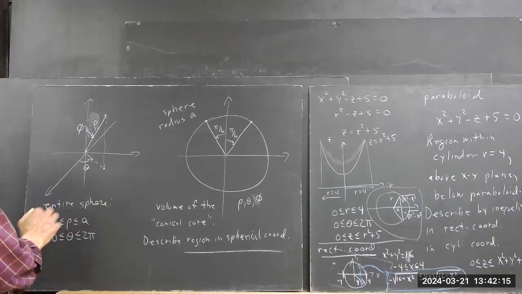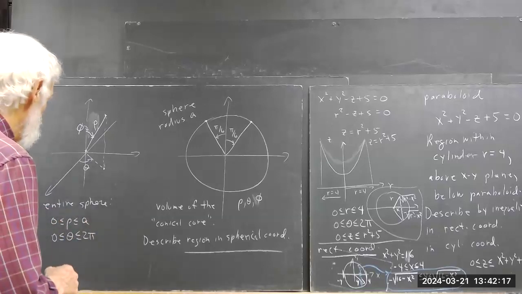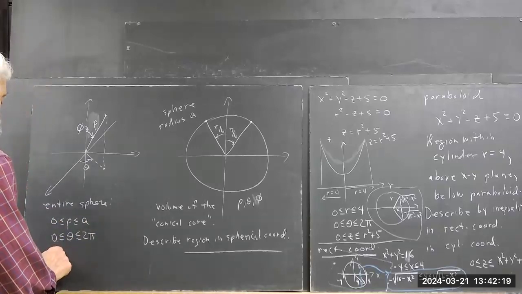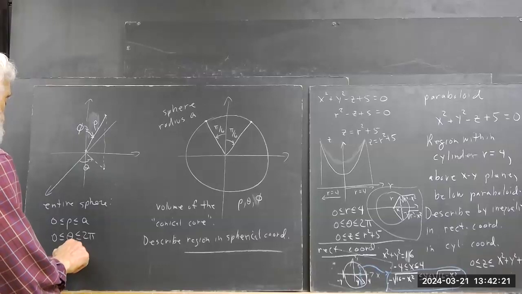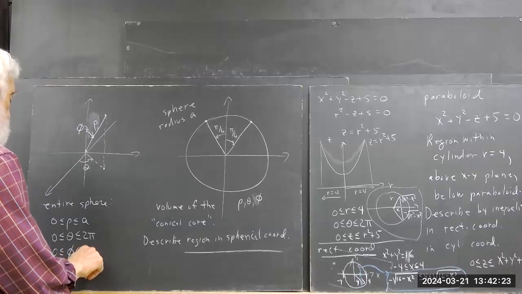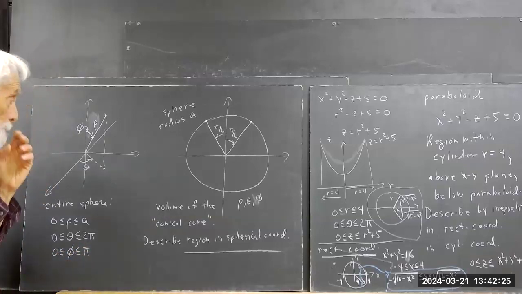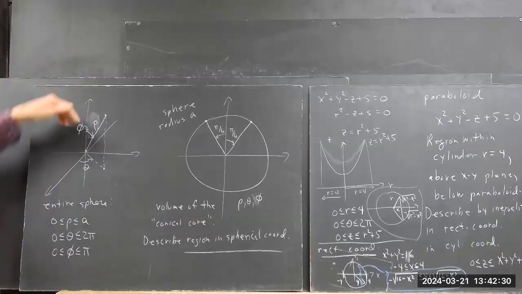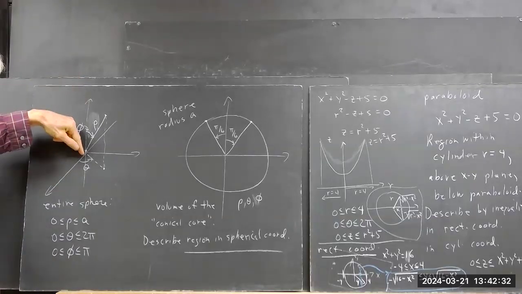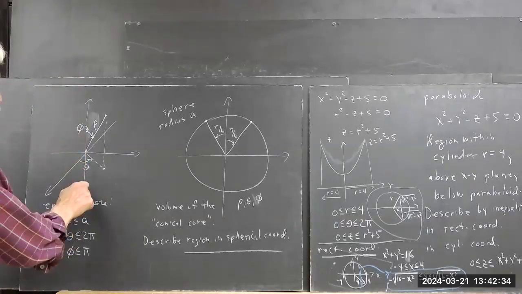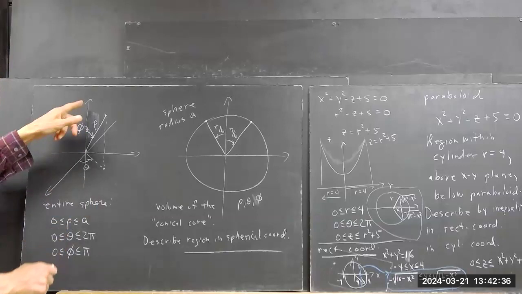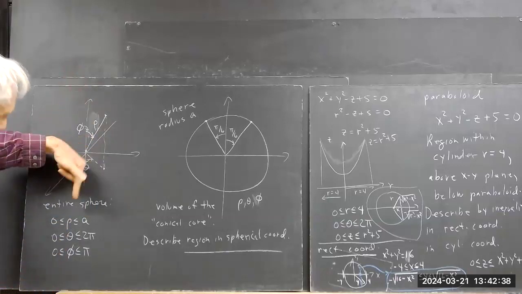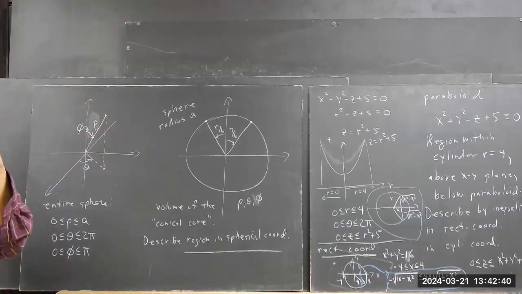Now, theta goes from 0 to 2 pi, and then phi can't go beyond pi, because no matter how close to the negative vertical pole you get, your angle with the positive vertical pole is not going to exceed pi. That makes sense?